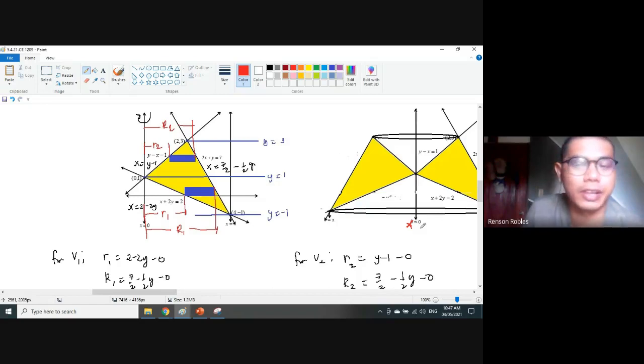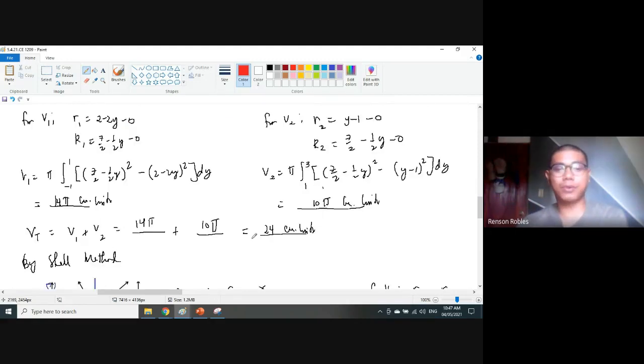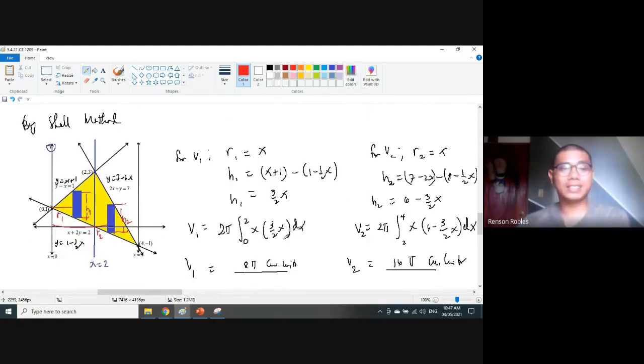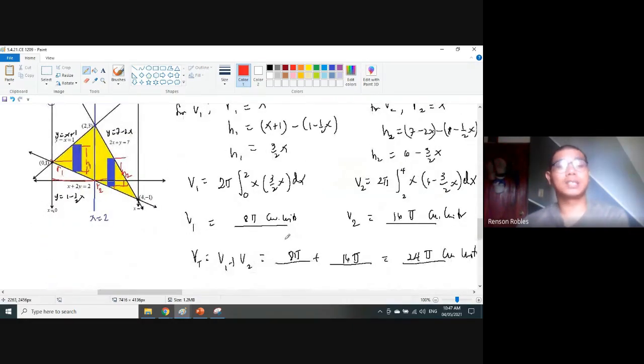Okay, so we already have our bar x. And this is how we compute for the volume V1. We have small r1, capital R1. That's 14 pi. V2 is 10 pi. We are using the washer or the ring method, and then the total volume is 24. Actually, this problem can easily be solved by applying the vertical element or the shell method. Mas madali siya sa shell method.